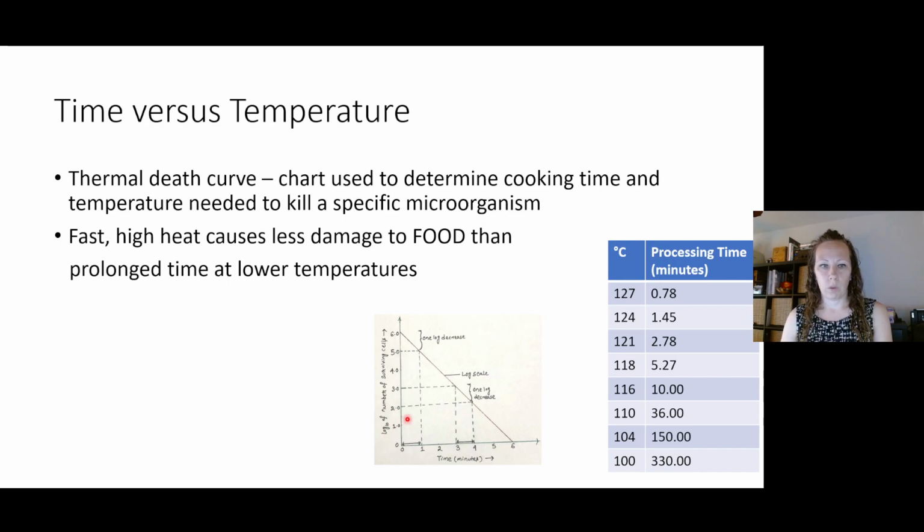So one log would be 10 microorganisms. 2 logs would be 10 to the 2, which would be 100 microorganisms. 3 logs, 10 to the 3, 1,000 microorganisms. 4 logs, 10 to the 4th, 10,000 microorganisms. 100,000 microorganisms, 1 million microorganisms. If we were to plot this in a linear scale instead of a log scale, it would look like a curve. It would be an asymptotic curve.